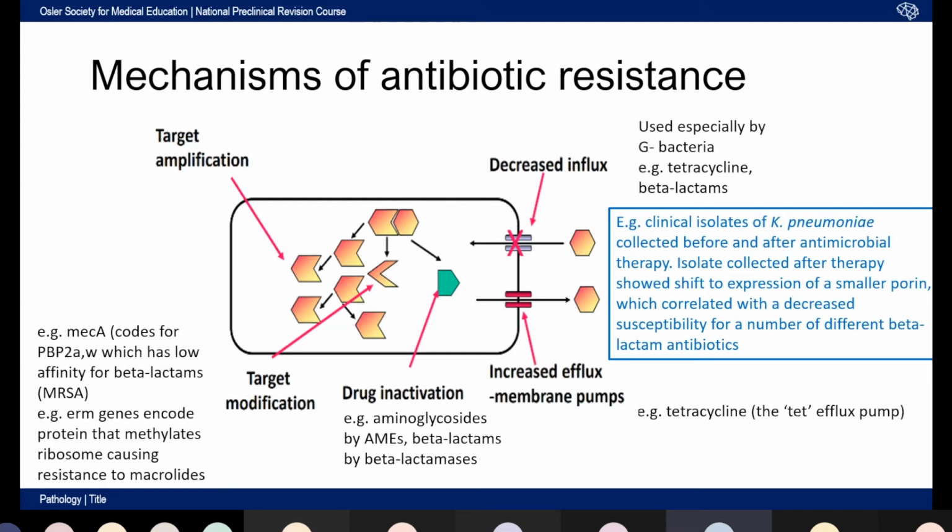And biofilms can also impact the effectiveness of antibiotics. And biofilms often form on sterilized surfaces, so for example, like prosthetic joints or a catheter, and these can be really hard to get rid of.